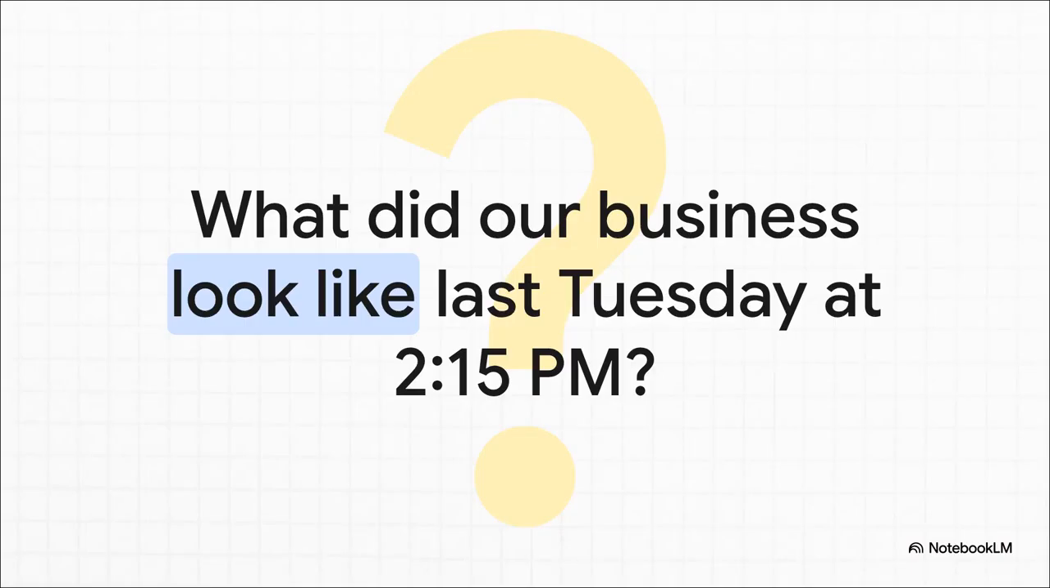I mean, think about this question for a second. What did our business look like last Tuesday at 2:15 p.m.? It seems like a perfectly reasonable thing to ask, right? Or how about, hey, who is the account manager for this customer before that big change last month? For most systems, answering these simple questions is, well, it's incredibly hard, sometimes even impossible. And it all boils down to a really fundamental flaw in how they're designed to remember things.